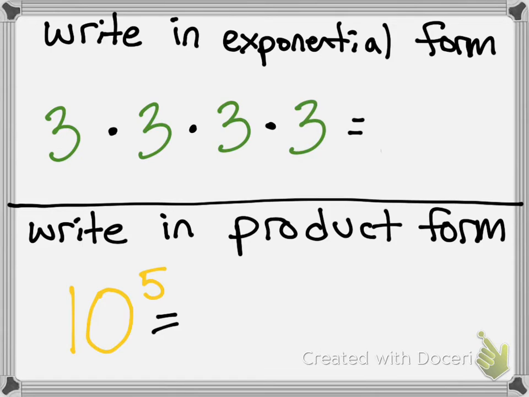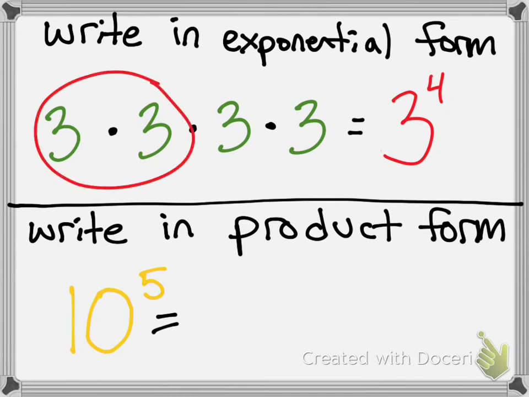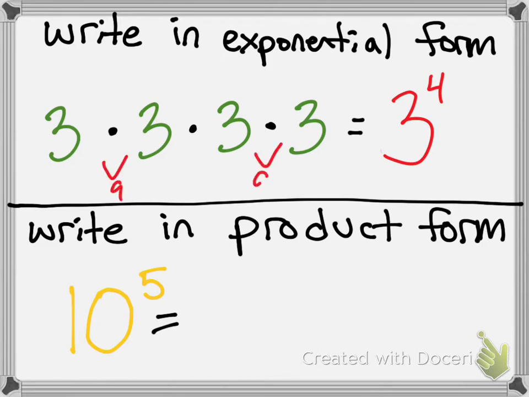Ella, how would I write 3 times 3 times 3 times 3 in exponential form with an exponent? It would be 3 to the 4th power. Exactly. We see 3 written 4 times. This is not the same as 3 times 4. I can already tell you because that's 3 times 3, which is 9, and then we get 81.